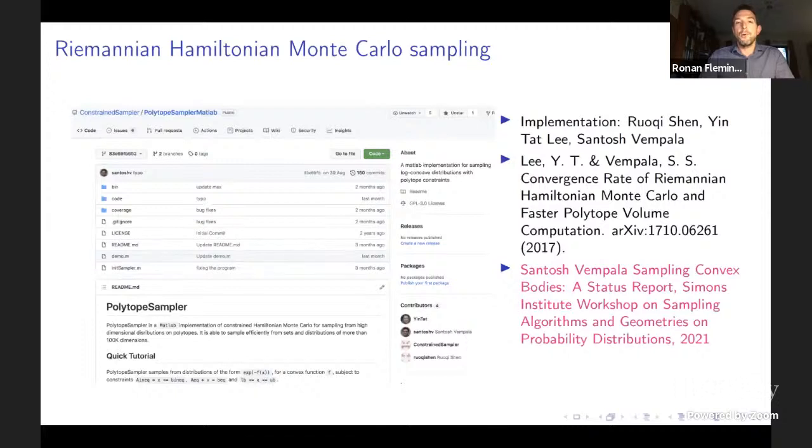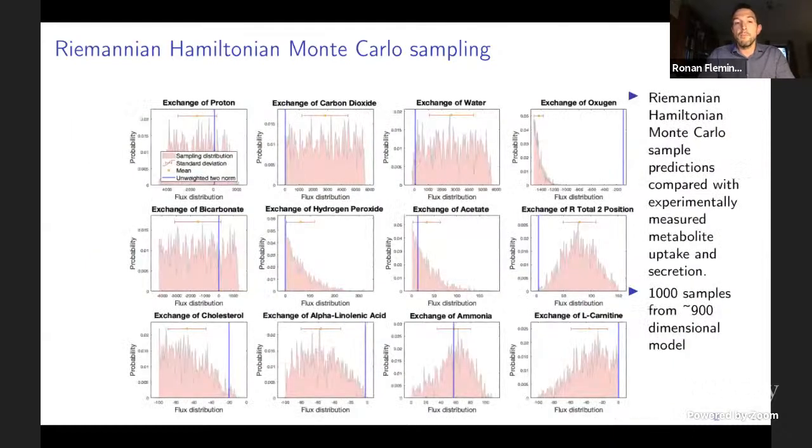So this approach has been implemented by Ruqi Shen, Yintat, and Santosh Vempala here, and it's integrated already with the COBRA Toolbox. I guess Professor Vempala will talk about that more tomorrow. And this is just an example showing you here, when we use this sampling algorithm, we can compare for reactions that weren't constrained with such experimental data what the predicted sample distribution in pink is, and it compares favorably with the experimental mean indicated in yellow. So the blue there is just an alternative approach to predict a single flux vector using two-norm minimization.